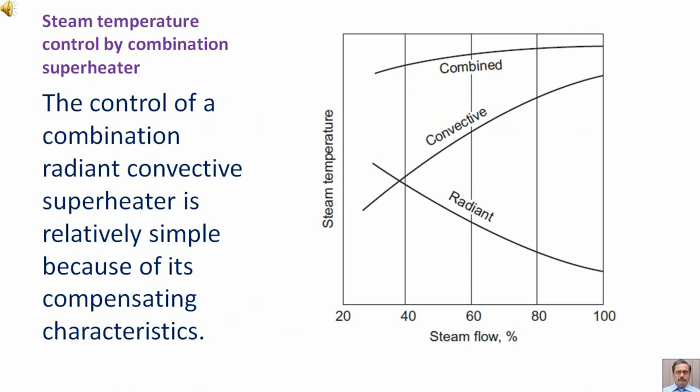The control of a combination radiant convective superheater is relatively simple because of its compensating characteristics. Why do we call it compensating? See, one curve is rising, the other curve is falling, and if we combine both, then they are compensating each other, and the ultimate curve is a little bit flat. That's why we call these two characteristics compensating characteristics.